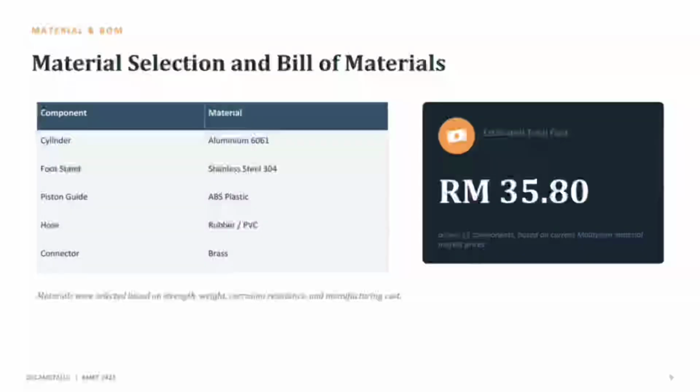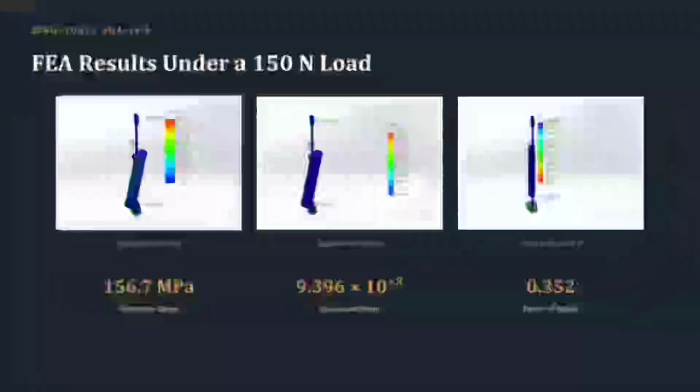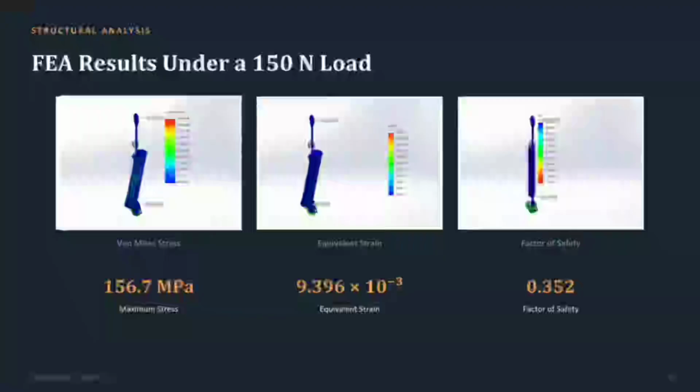Based on current Malaysian material market prices, the total estimated cost across all 10 components is RM35.80. Structural analysis using finite element analysis was performed on the full assembly under a 150 Newton normal force load with a fixed geometry constraint applied on one face. The simulation produced three key results.